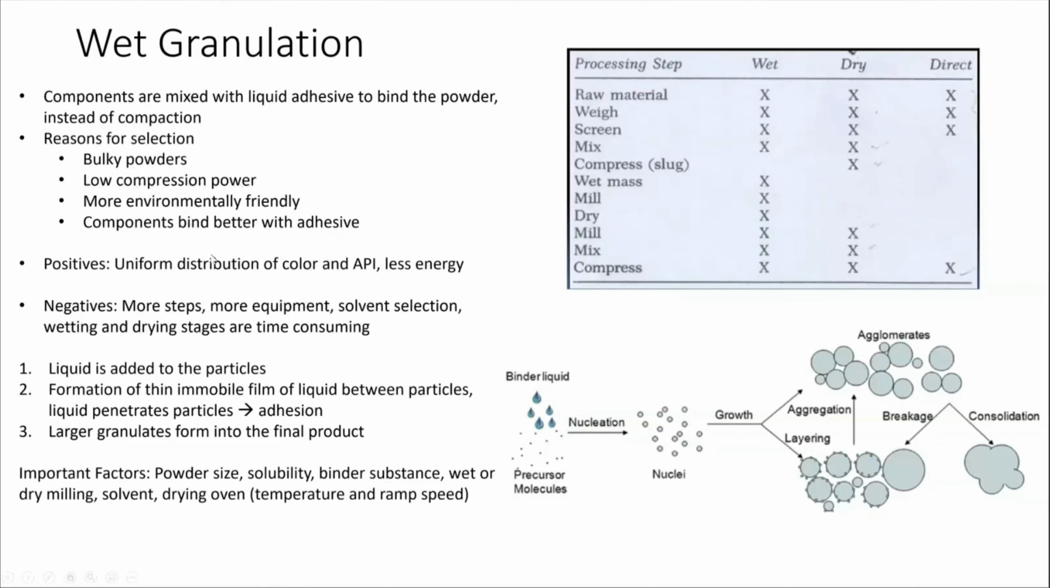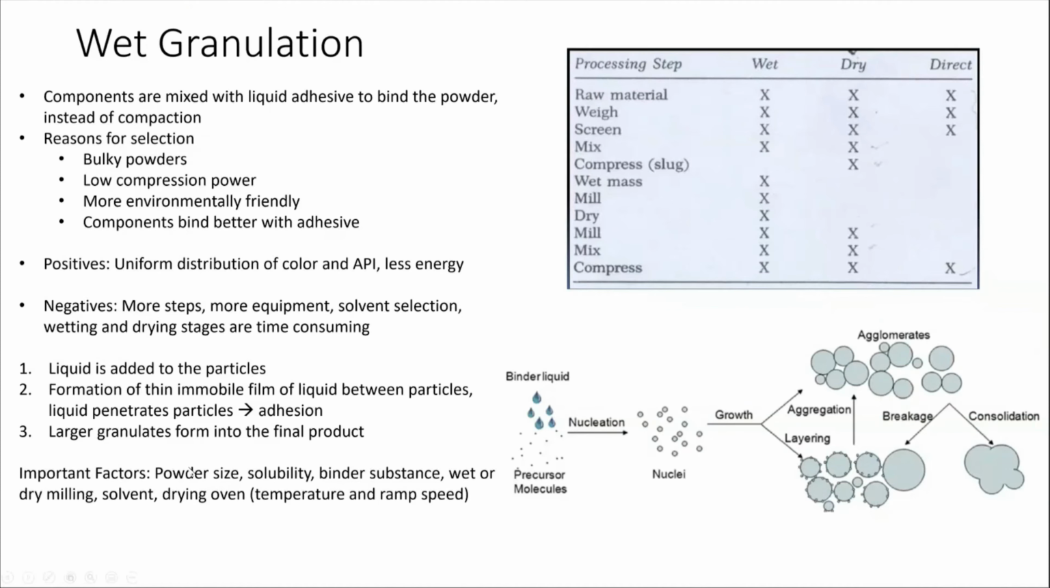Yeah, so some positives is you're going to have more of a consistent distribution of color, and it's easier in general to make homogeneity possible for the drug because you're having the solvents involved and you're having binding solutions. And also it's less energy to do. The negatives, there's more steps. So you have wetting, drying, milling, wetting, drying, milling, wetting, drying, milling, right? There's all those steps, whereas in dry granulation, it's simpler. It also requires more equipment. There's a lot that goes into solvent selection, and then the wetting and drying stages are more time consuming, so it takes longer.